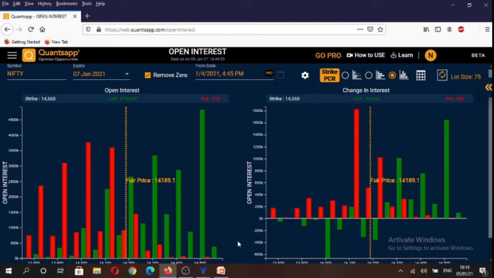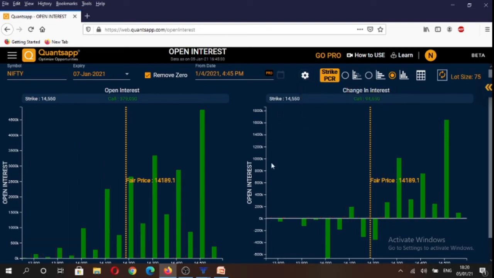So if we see 7th January expiry options open interest data, you will see that overall highest amount of calls have been written at 14,500 strike and 14,300 strike. And if we see the puts, highest amount of puts have been written at 14,100 strike followed by 14,000 strike. And if you were to see what happened intraday today on the calls, you will see that highest amount of calls were written at 14,500 strike followed by 14,300 strike.